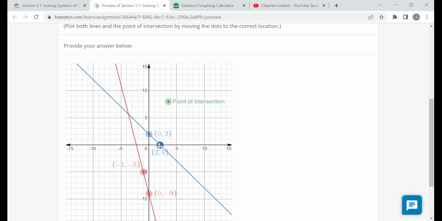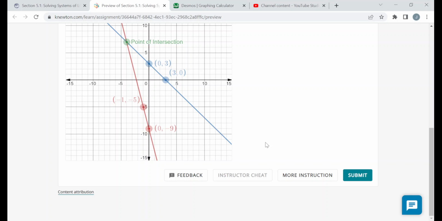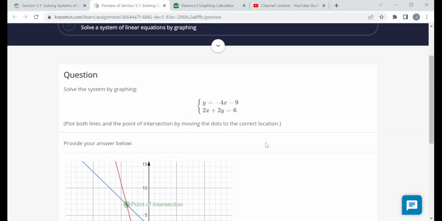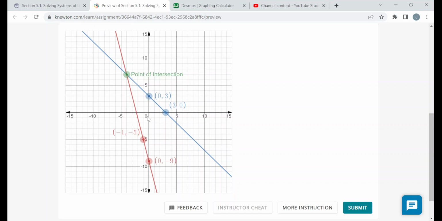Then the other one had 3, 0 as the x-intercept, and 0, 3 as the y-intercept. And there you go. Then for the point of intersection, we're moving this to the point where they cross, and making sure it's at the point where they intersect. And that's all we're asked to do. Graph the two lines, move the point to the point where they cross, which is at negative 4, 7 it looks like, and then submit.